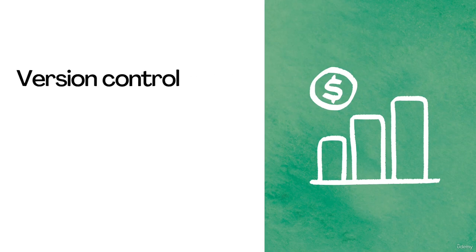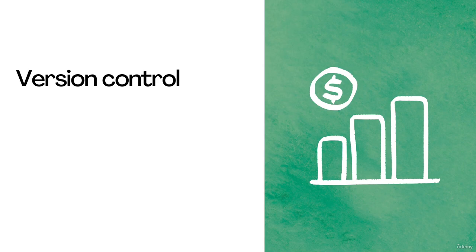This is called version control. Version control helps you keep track of different iterations of your workbook. You can use simple naming conventions like version 1, version 2, or utilize Excel's Save As feature to create a new version. Additionally, consider using cloud storage or version control software for better collaboration.